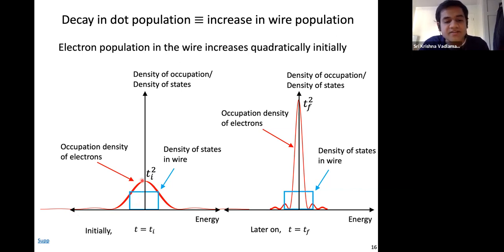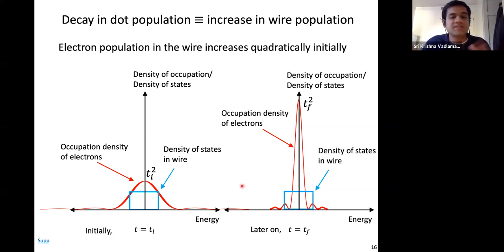And the height of this sinc function increases as t squared. So initially, this slope is very fat. The height increases as t squared. So the population in the wire increases as t squared because the density of states is constant, and this height goes as t squared. And afterwards, you reach the delta, and you get the standard exponential decay.